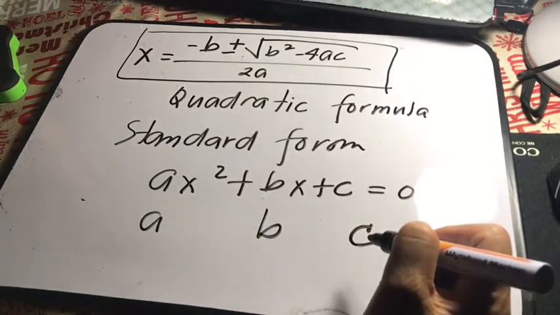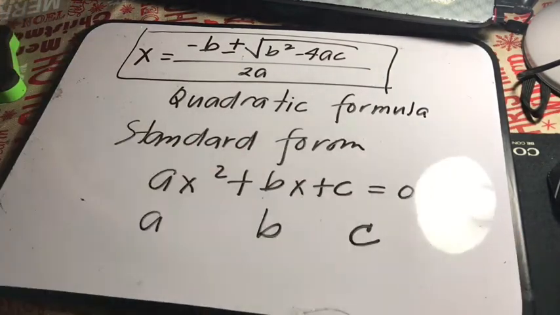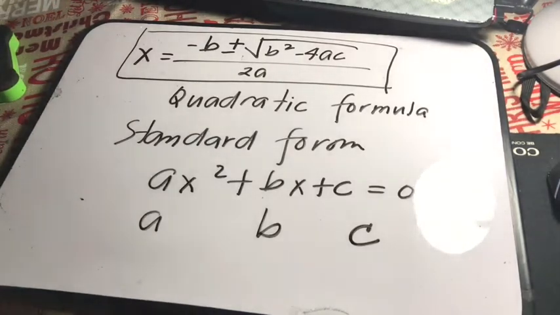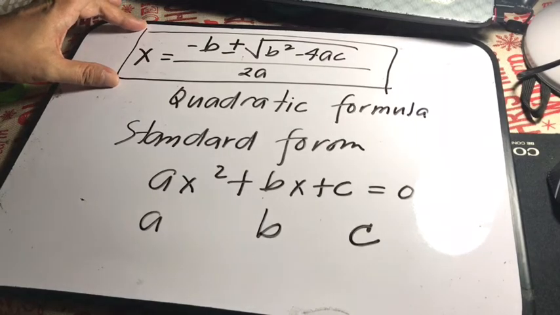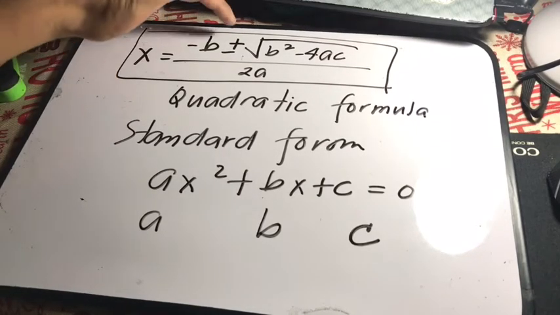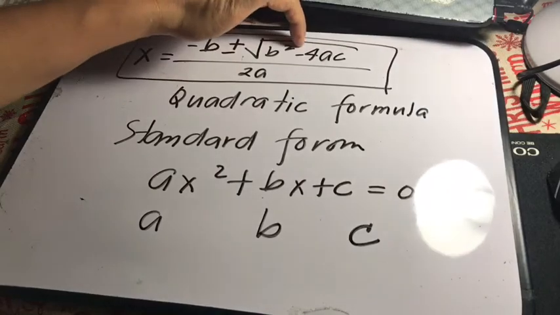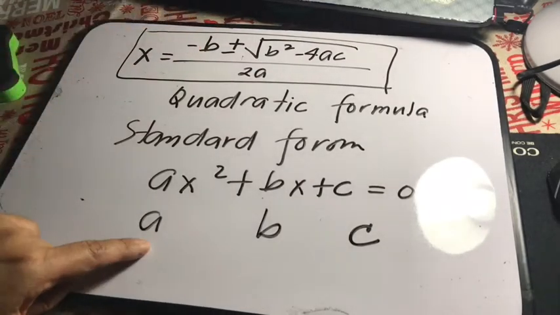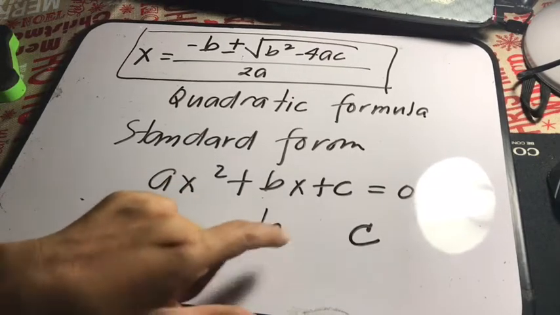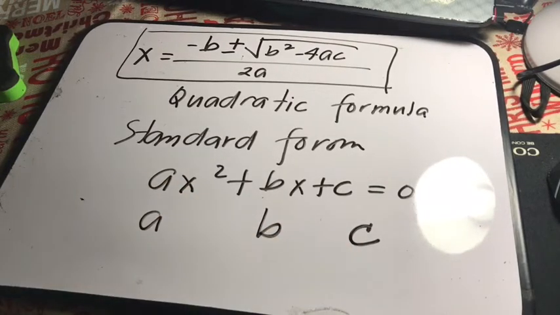Then we will substitute these values in the equation, and then simplify the result if possible. Then check the solutions obtained against the original equation. So this is our quadratic formula: x equals negative b plus minus the square root of b squared minus 4ac all over 2a. As you can see, we need the value of a, b, and c.